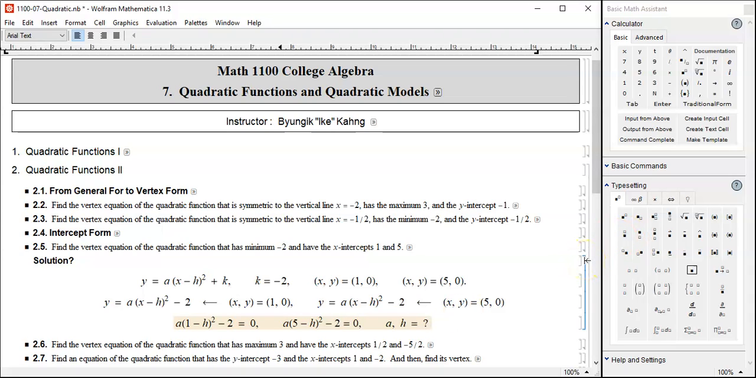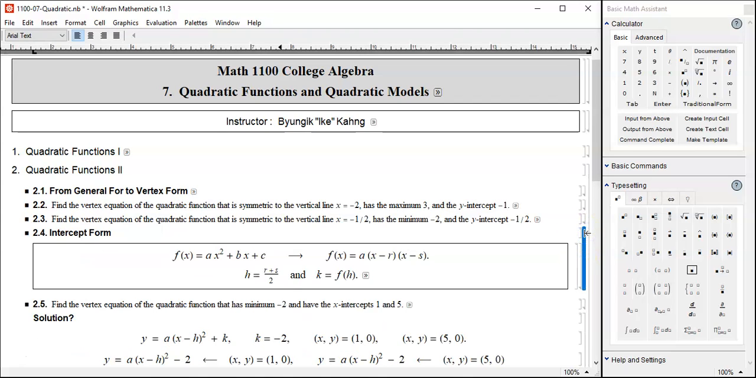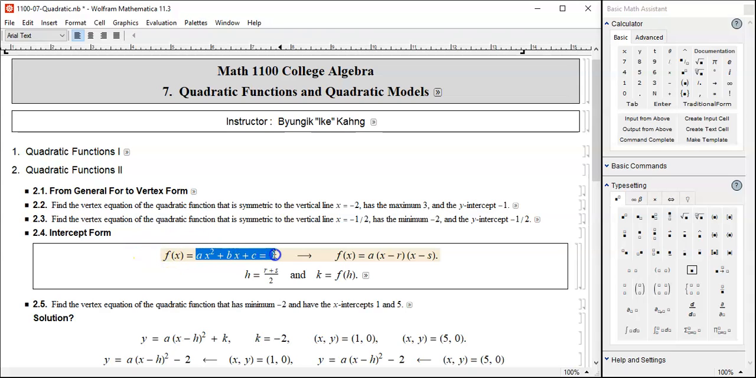So how do we handle this kind of problem? Here, the intercept form of the quadratic equation. You see, f of x is given like this, and x-intercept means the y-coordinate is equal to 0, which means this f of x is equal to 0. So set it equal to 0. Now we have a quadratic equation to solve.